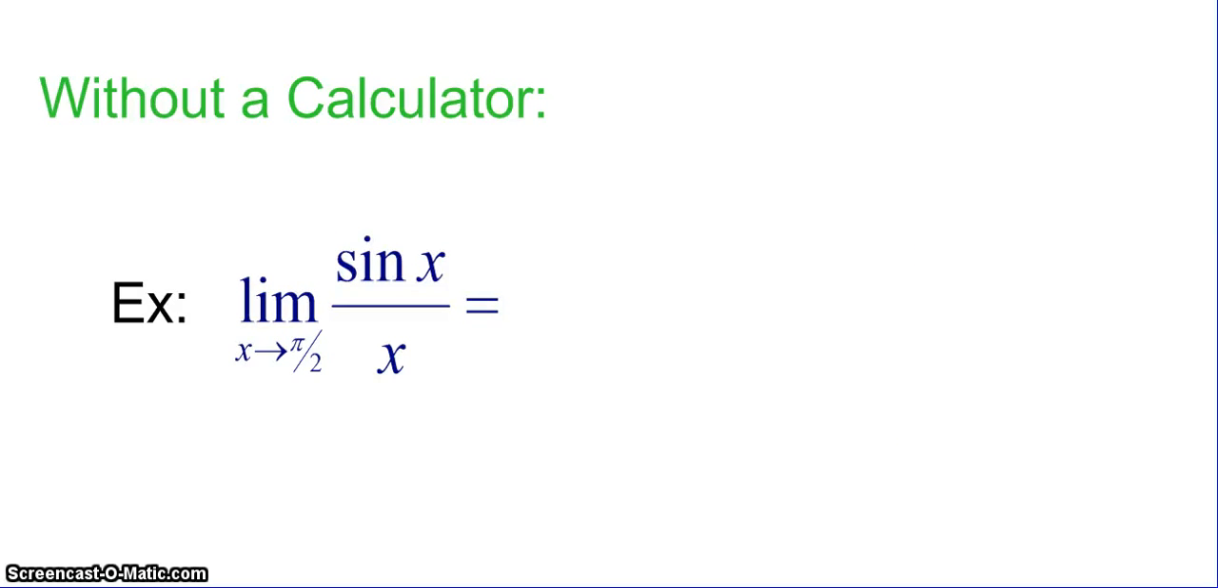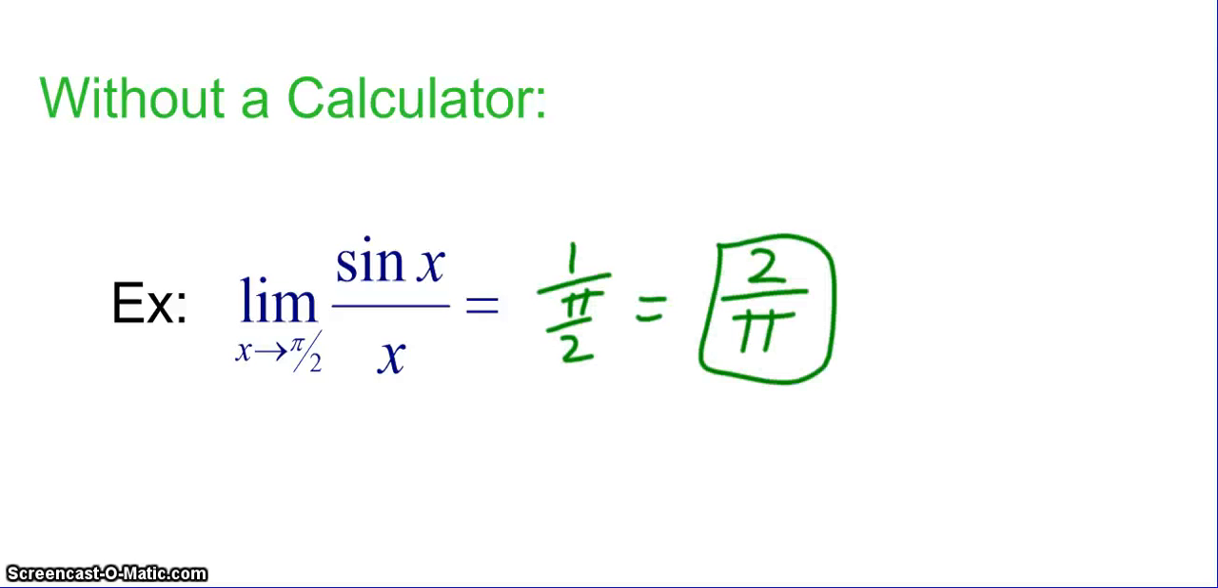Next one. Evaluate the limit as x goes to pi halves of sine of x over x. Pause the video, unpause when you're ready to check your work. Okay, hopefully you didn't fall for my trick, and that is that here we can just do direct substitution. We do not get the indeterminate form. So the sine of pi halves is 1, x is pi halves. 1 over pi halves is 2 over pi.